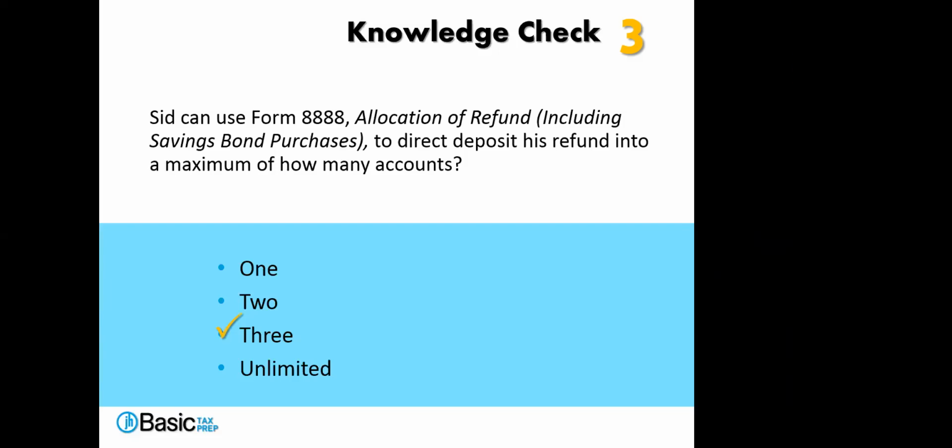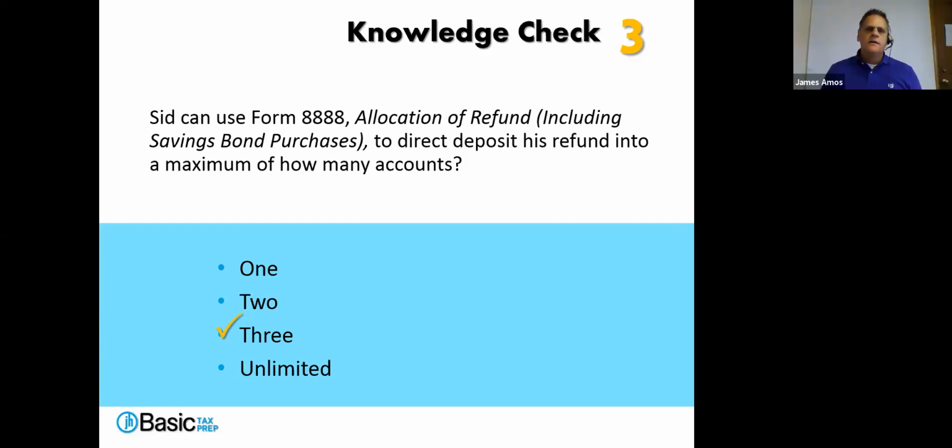Okay. So you could do one to buy U.S. bonds, and then part of it into a bank account and the rest of it into your health savings account. But that's 3. That's the 3 right there. Now you're done. You can't split it up any more than 3 ways.